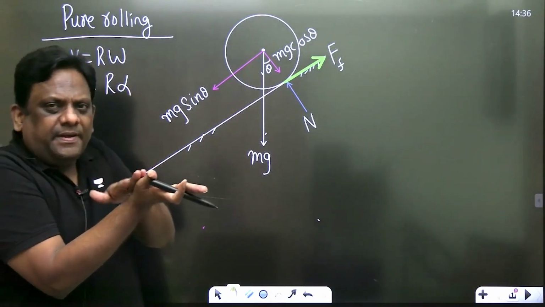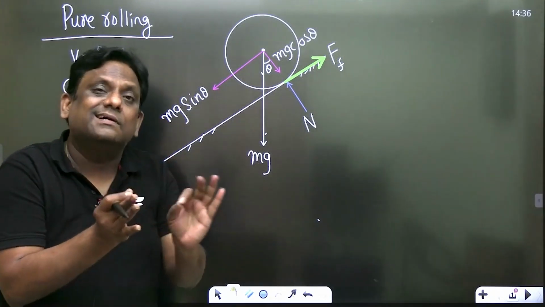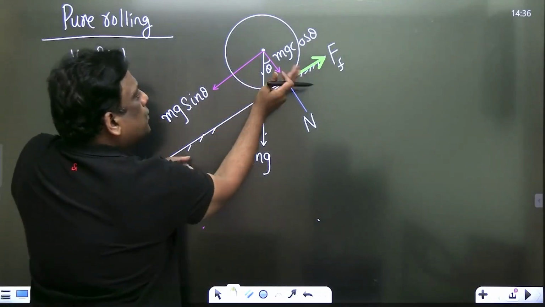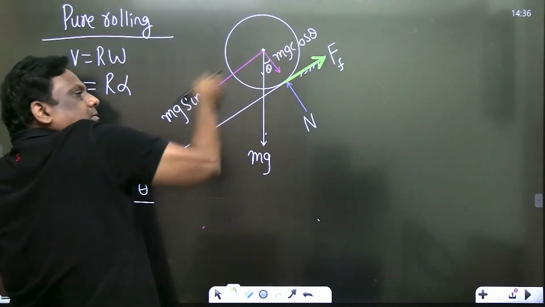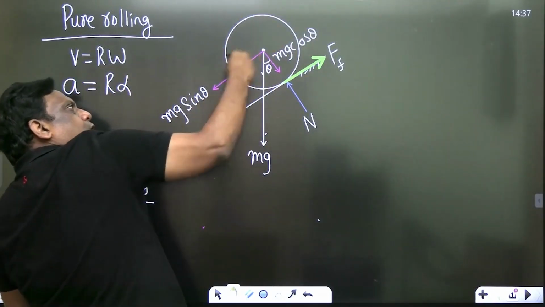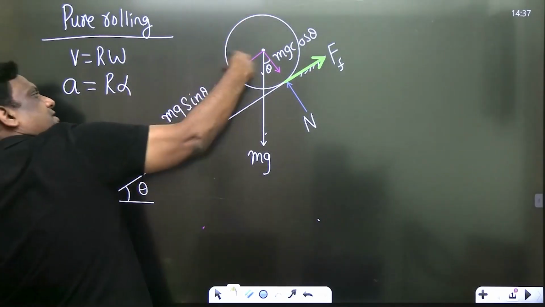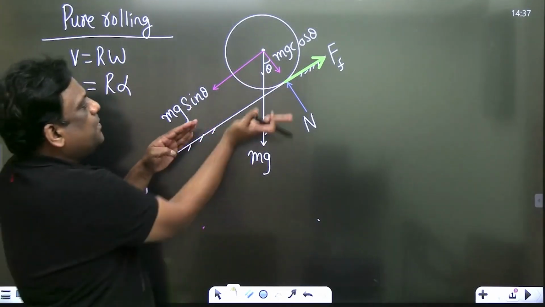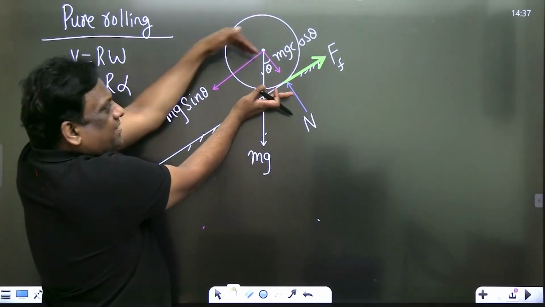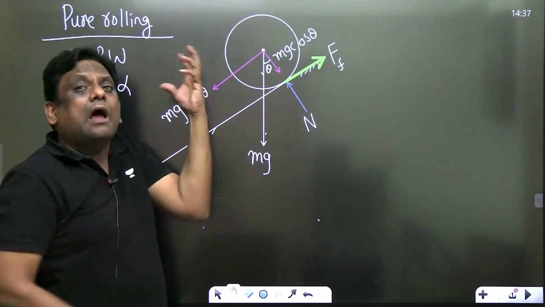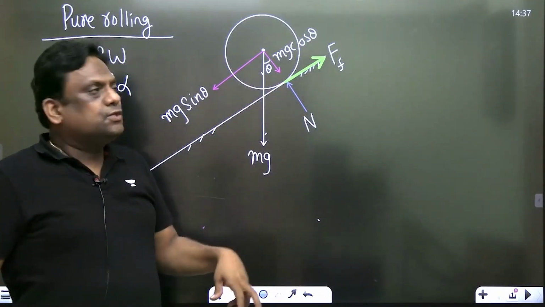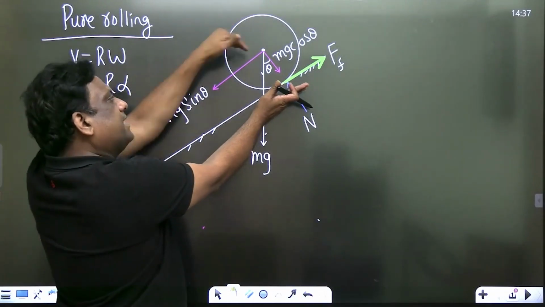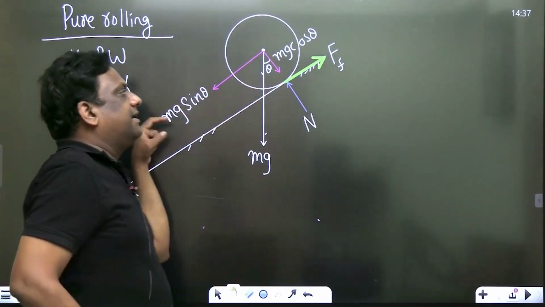When there is no slipping, what friction is going to act? It is the static friction. Now look. It is rolling and moving down, with rotation and translation. Pure rolling. With respect to the ground, it is trying to move in this direction, and friction opposes relative motion. Relatively it tries to move downwards, so friction will act in the upward direction.